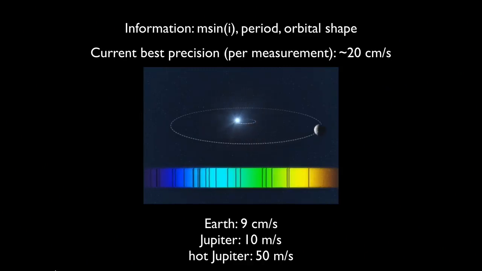So when the planet is here, or behind the star, the star is still moving, but it's moving sideways, so there's no shift. When the planet's moving this way, the star is moving away, and there's what's called a redshift. When the planet's here, the planet's moving away, the star is moving towards us, there's a blueshift. And how is this measured?